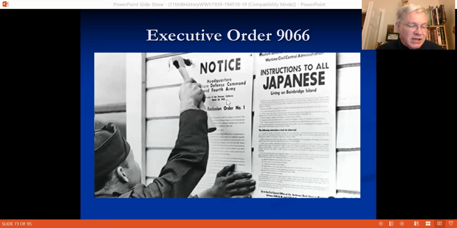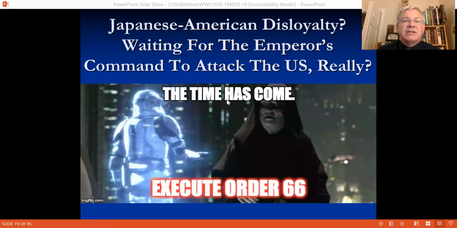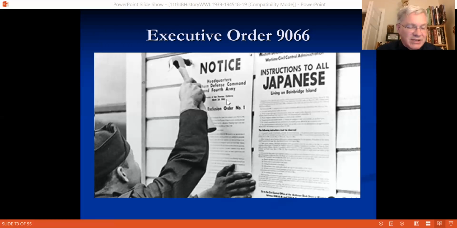There were 110,000 Japanese Americans who had to move, out of the 127,000 Japanese Americans living in the entire United States, most of them concentrated in the West. And they weren't necessarily just told, well, you've got to move. No, you're going to be interned. You're going to be sent to an internment camp.